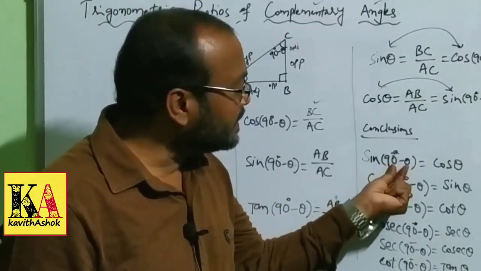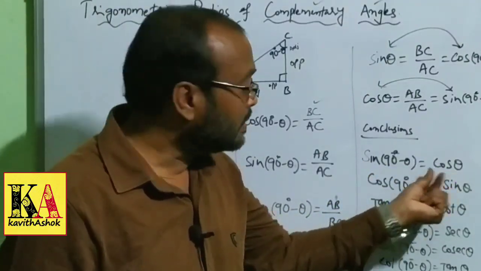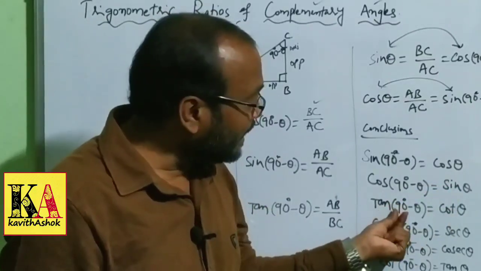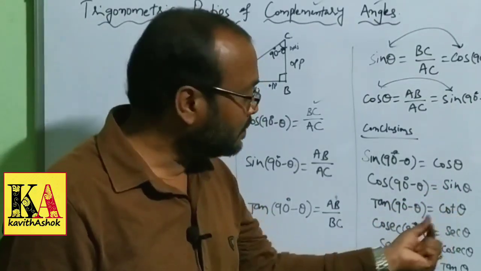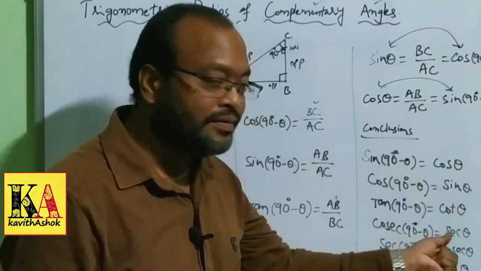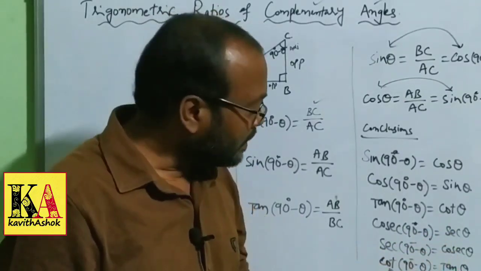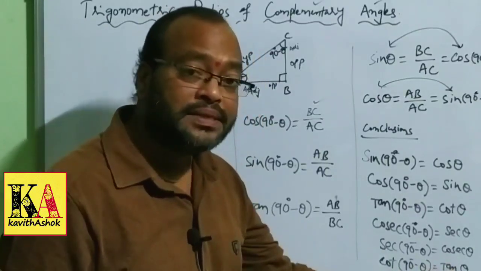If it is sin 90 minus theta, then it will become cos. Cos 90 minus theta will become sin. Tan 90 minus theta will become cot. Cosec 90 minus theta will become sec. Sec 90 minus theta will become cosec. And cot 90 minus theta will become tan theta.